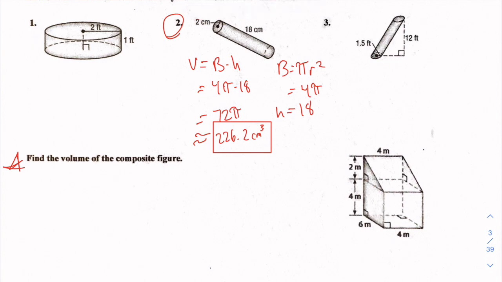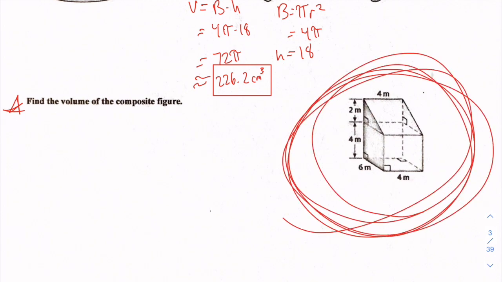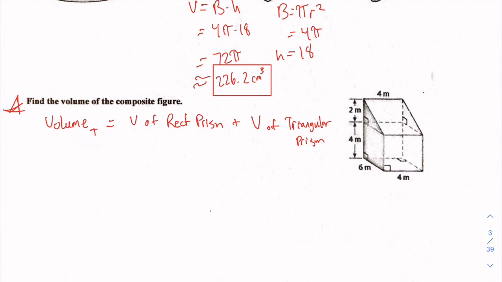Okay. All right. Last example we'll do together. I'm going to find the volume of this beauty right here. So to do that, let's break it down. Okay. There's 2 main prisms here. So to find the total volume, okay, that's what that T represents, we need the volume of the rectangular prism plus the volume of the triangular prism. Okay. So there's 2 things we need to solve for.